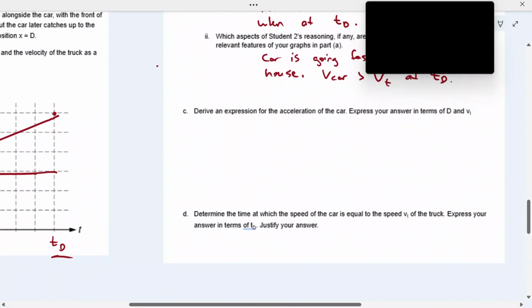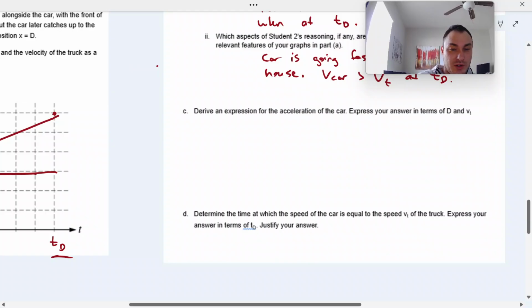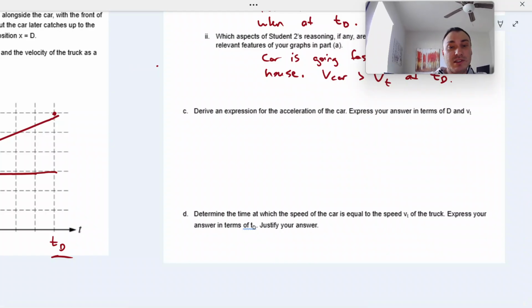Derive an expression for the acceleration of the car. Express your answer in terms of d and vt, which is the velocity of the truck. So we need to find the acceleration of the car. Let's just start off with this one. Delta x equals v naught t plus 1/2 a t squared.